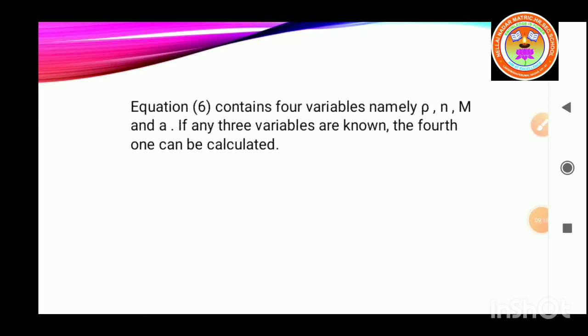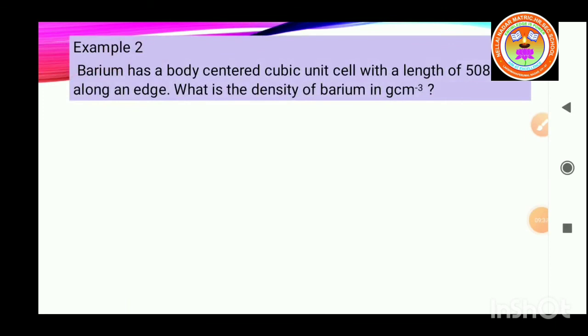From equation 6, it contains 4 variables: rho, n, M and a. If any 3 variables are known, the 4th one can be calculated, isn't it? Using this formula, we have to do one sum, that is example number 2 in your book. Barium has a body-centered cubic unit cell with the length given as 508 picometer along an edge. So, what is the density of barium? Yes, in grams per centimeter cubed.